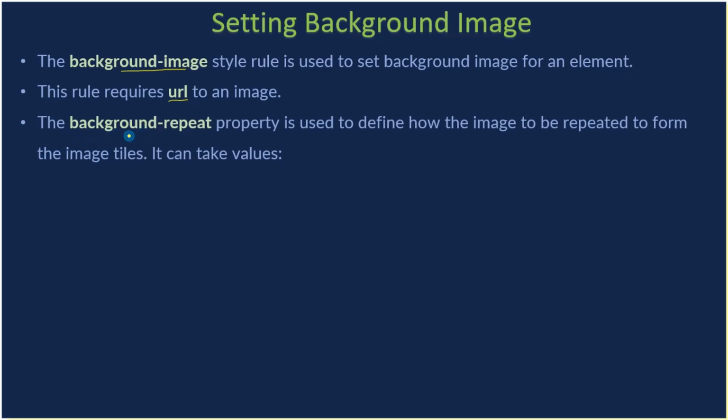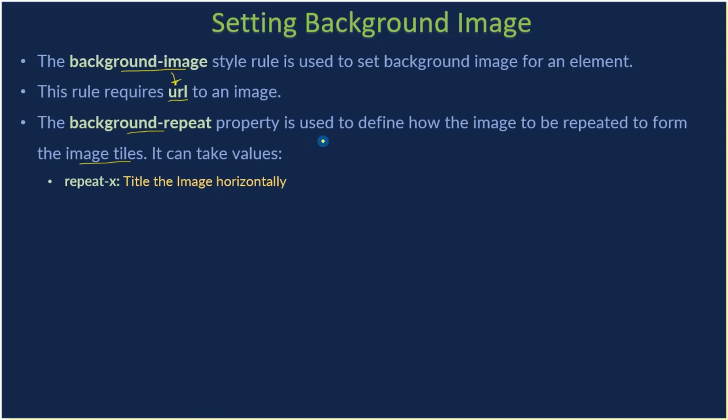The background-repeat property. When we are using the background image, we can also go with background-repeat, and the background-repeat property is used to define how the image is to be repeated to form image tiles. So background-image takes a URL to know where the image is, and background-repeat will take one of these values. repeat-x tiles the image horizontally.